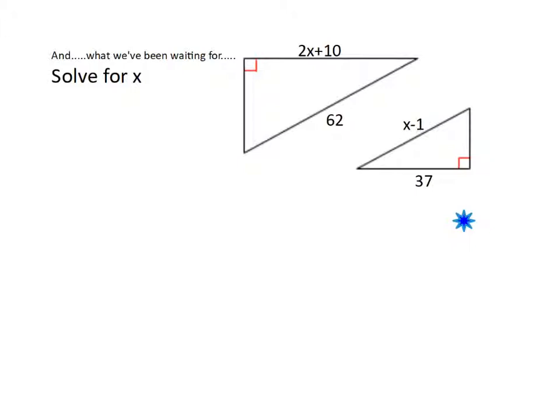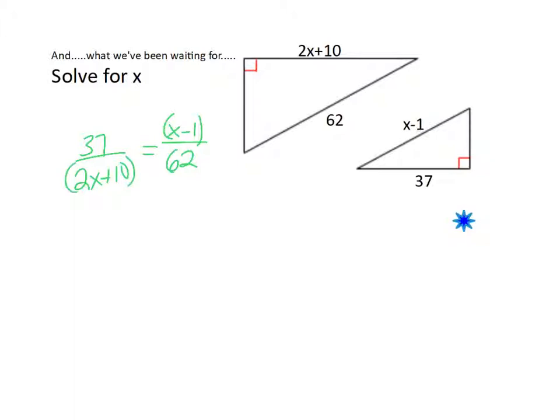All right, so here's our last scenario. It says we've got these two triangles. We're going to solve for x, so we're going to set up your matching parts here. It looks like I've got a 37 in the small triangle, corresponds to a 2x plus 10 in the big triangle. And then I go to my hypotenuse there. I've got an x minus 1 in the small triangle, corresponds to a 62 in the big triangle.